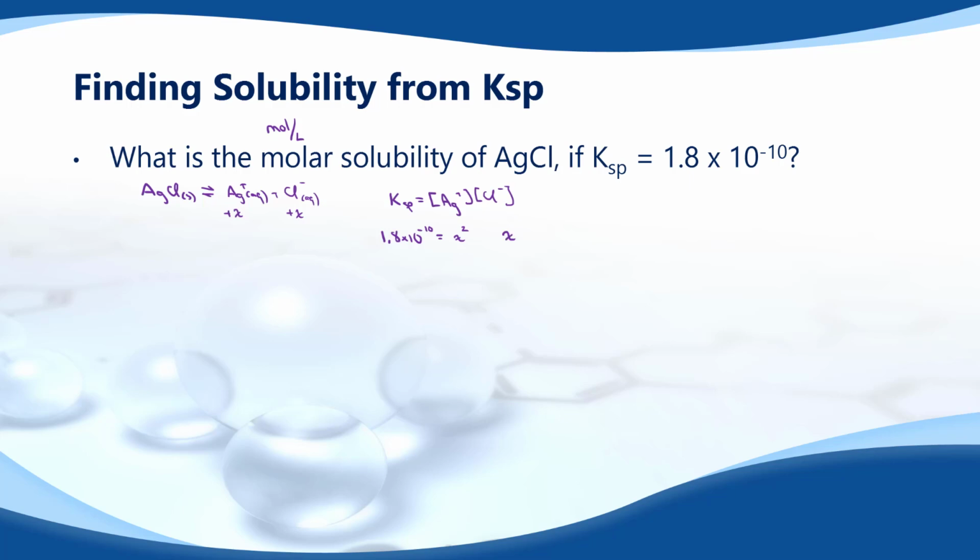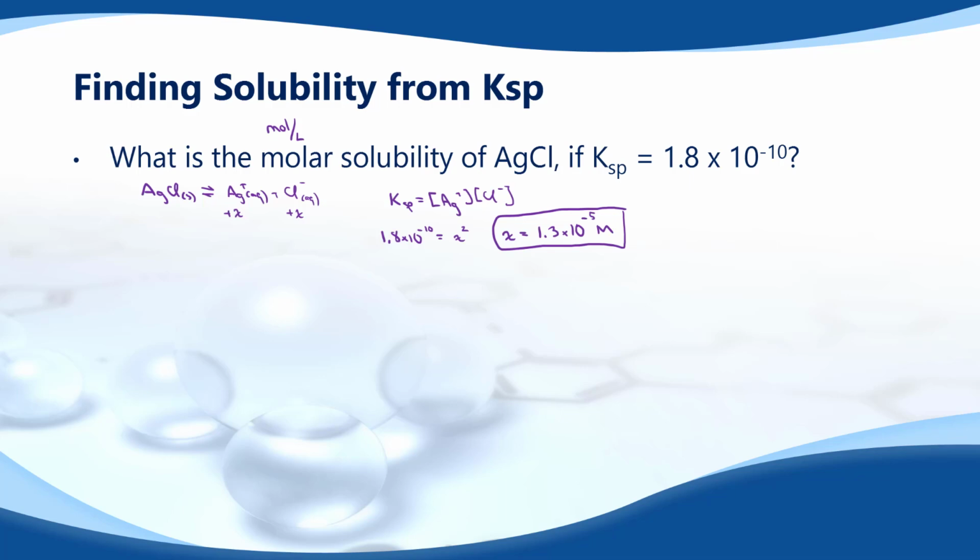So x, which is going to be our molar solubility in this case, we'll just square root, and we'll wind up with 1.3 times 10 to the minus 5 molar. Right, so silver chloride will be soluble to the extent of 1.3 times 10 to the minus 5th molar, or 13 micromolar. Right, not a lot.